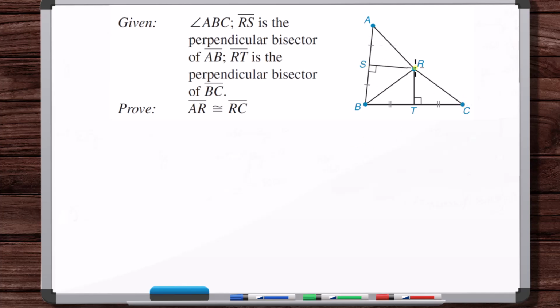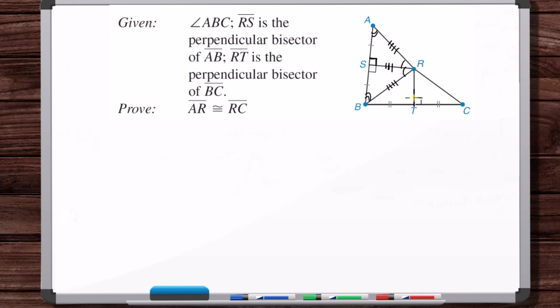Okay, so we've got a common side here. RS is congruent to itself, right? And here's a 90-degree angle. So by side angle side, triangle ASR and triangle BSR are congruent. So this side is congruent to this side, and this angle and this angle are congruent, and this angle and this angle are congruent.